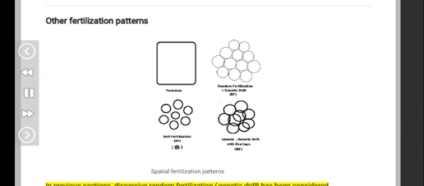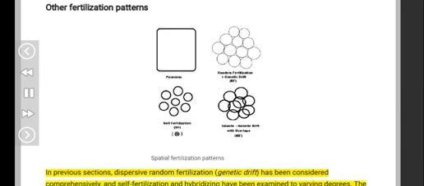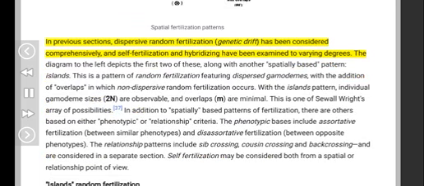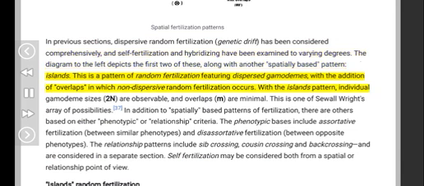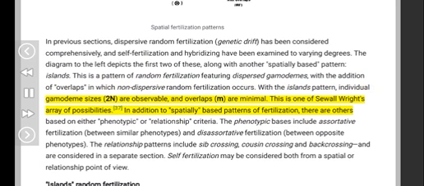In these sections, dispersive random fertilization, genetic drift, has been considered comprehensively, and self-fertilization and hybridizing have been examined to varying degrees. To the left depicts the first two of these, along with another, spatially based, pattern, islands. This is a random fertilization featuring dispersed gamodemes, with the addition of overlaps, in which non-dispersive random fertilization occurs. With this pattern, individual gamodeme sizes 2n are observable, and overlaps m are minimal. This is one of Sewall Wright's array of possibilities.